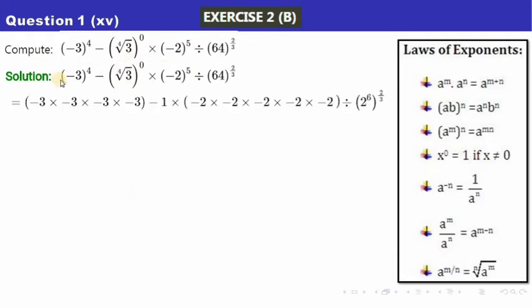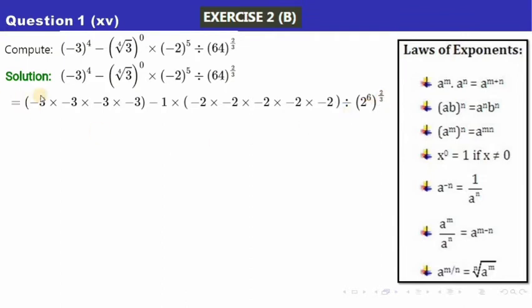Okay, and minus 3 to the power 4 means multiply minus 3 four times: 1, 2, 3, 4. You know that this is 1, so that's why I have written 1. Minus 2 to the power 5 means multiply minus 2 five times. Divided by 64, and when you factorize it, you get 2 to the power 6. Outside you have got the power 2 by 3.